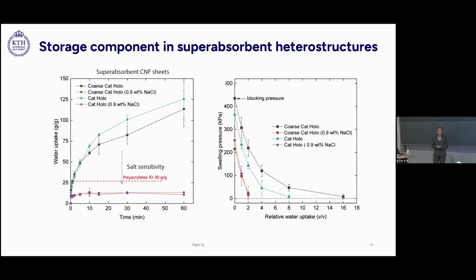And here we found that the sheets with the fiber fragments, that is the coarse CNF sheets, could maintain a swelling pressure at the highest water uptake. And this could be related to an increased in-plane stiffness or in-plane reinforcement caused by the presence of these fiber fragments, which has shown to be important in the actuator data. So we decided to continue with the coarse CNF sheets in the continuation.